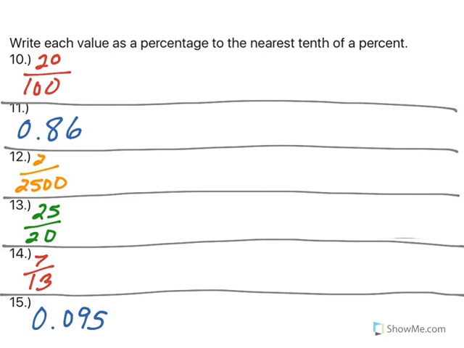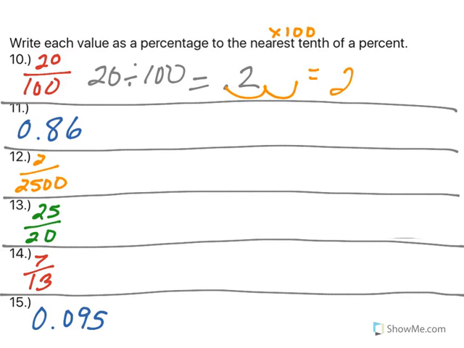So we're going to write each value as a percentage to the nearest tenth of a percent. Now, if you have a fraction over 100, that's kind of an easy one because percent is out of 100, so that's simply 20%. But sometimes it's not that easy, so you kind of get in the habit of changing your fraction to a decimal. Remember, top divided by bottom gives me 0.2. Move it 2 places to the right, same as multiplying by 100, and that gives me 20%.